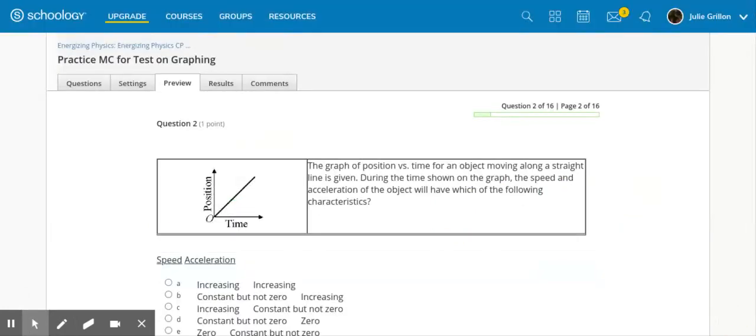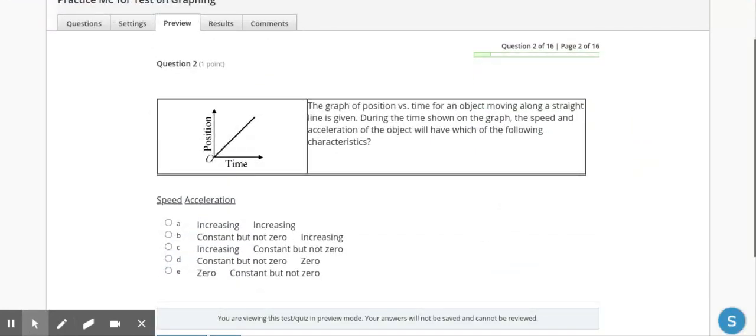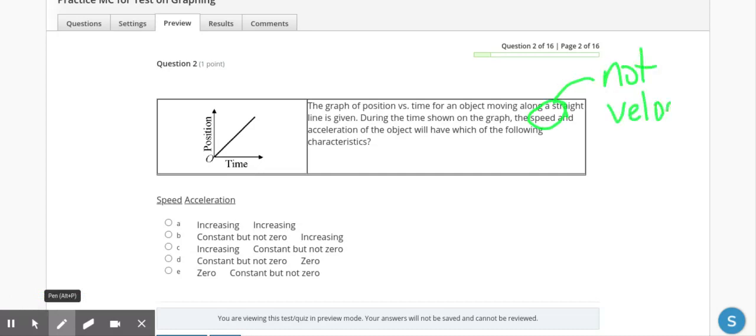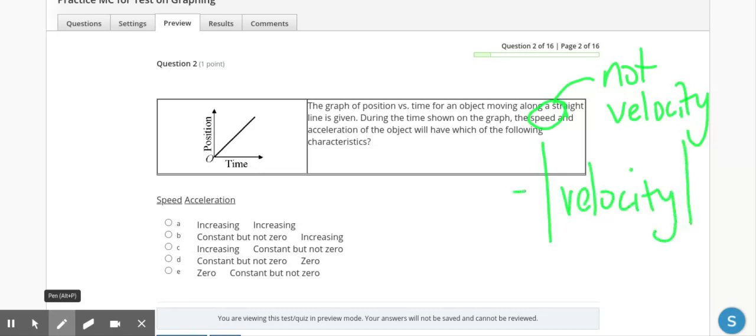Again, this is going to be different than yours, and that's okay. So here we go. This is a position time graph. It moves along a straight line. During the time shown, the speed, okay, speed, that's not velocity. Remember, speed is going to be the absolute value of velocity. So just a little vocab there. The speed and acceleration of the object will have which of the following characteristics?